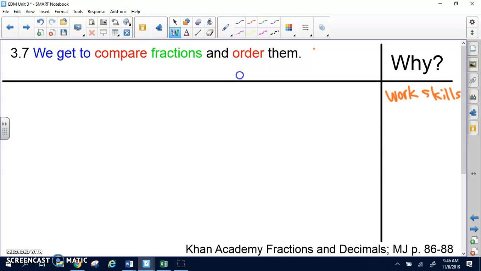Right. So work skills is always good. And then yesterday I elevated this idea. We're working on our number sense, just understanding when we can visually see and understand these fractions, we can understand what's larger and what's smaller.